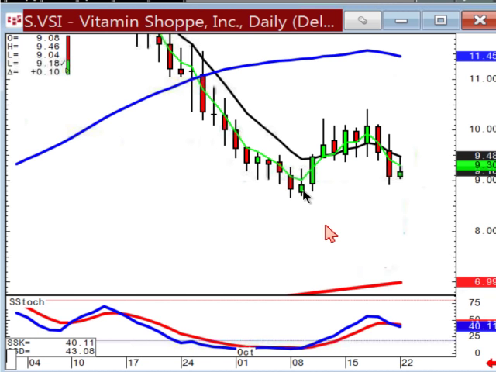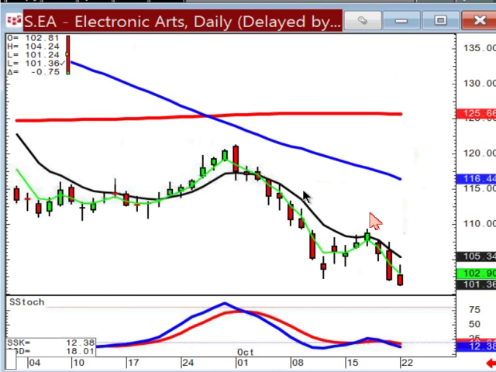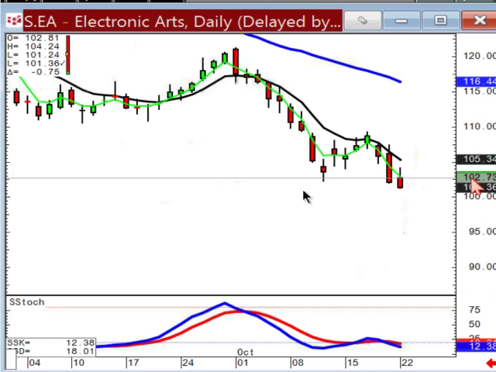Oh, shorts, Electronic Arts. Went through the resistance level. A little kicker type signal. Telling you there's probably a wave 1, wave 2, wave 3 in progress.